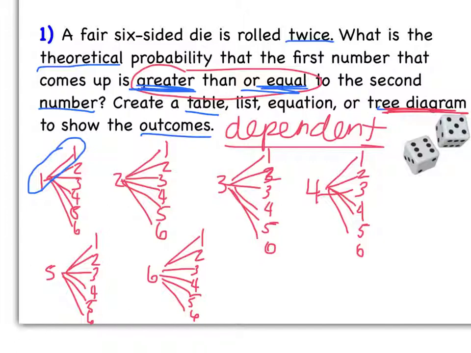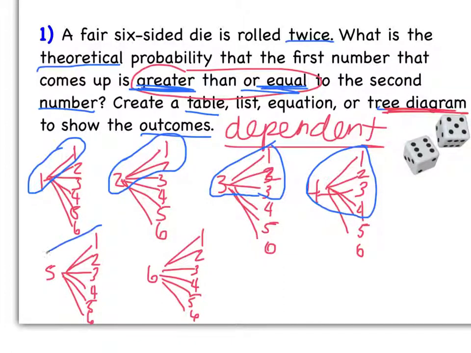Okay, number 2, we're figuring out which one's greater than or equal to. So right here, we're going to circle 2 and 1. Because 2 is equal to 2, and 2 is greater than 1. Over here on 3, we're going to circle 3, 2, and 1, because 3 is equal to 3, and 3 is larger than 2, and 3 is larger than 1. And you can see on each of these, we are circling just one more.